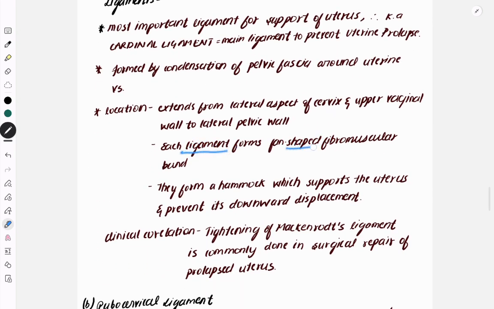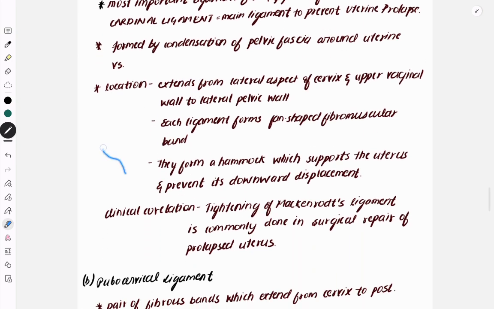Each ligament forms a fan-shaped fibromuscular band. So they are explaining that the shape of the band is a fan-shaped fibromuscular band, and they also form a hammock which supports the uterus from below, and it prevents the downward displacement of the uterus. So if this is the uterus placed over here, from the cervix to the lateral wall we will have the transverse cervical ligament. So this acts in the form of a hammock. It basically acts like a swing, and it prevents the downward displacement of the uterus. It holds the uterus in its position.